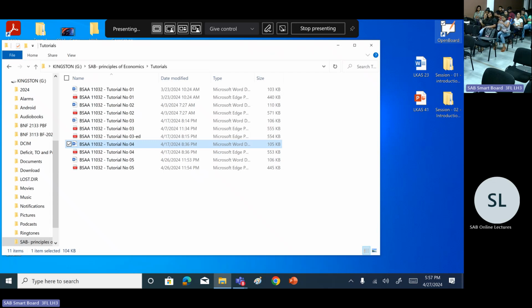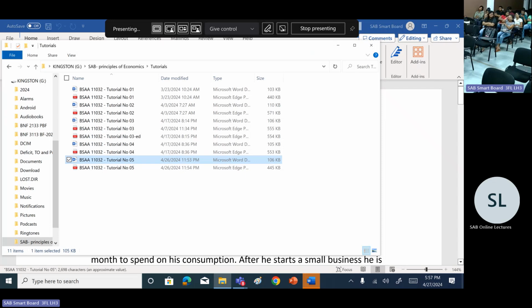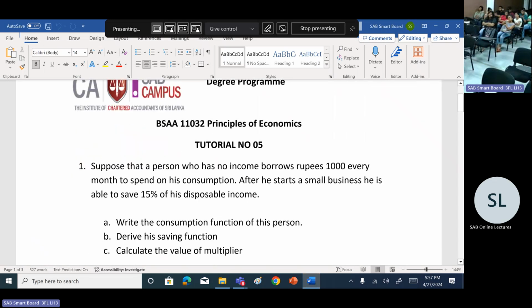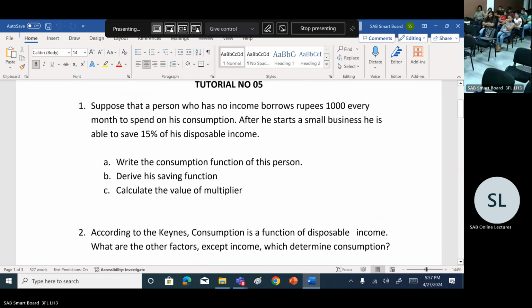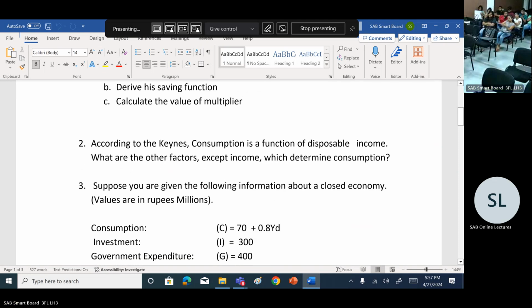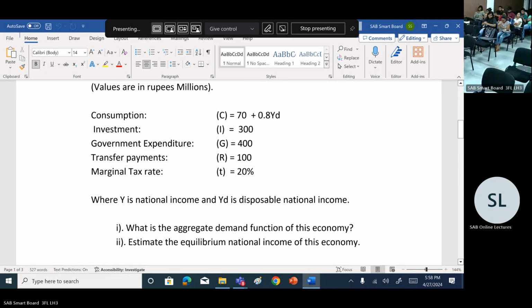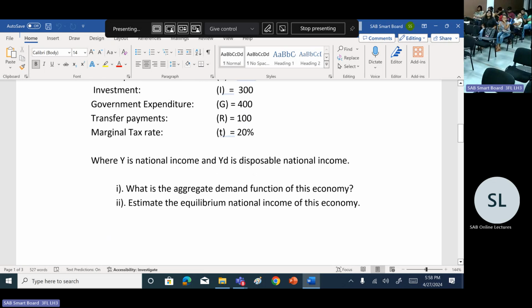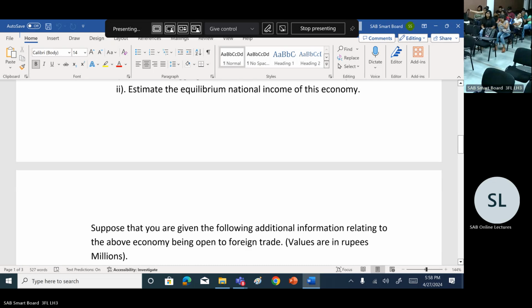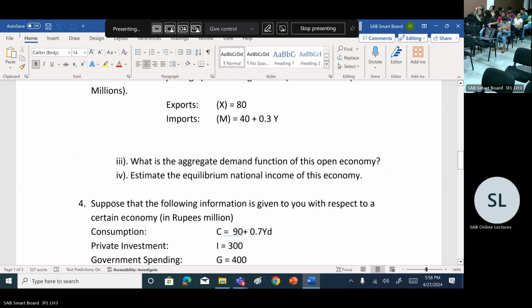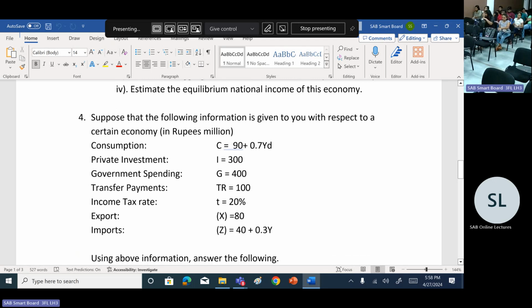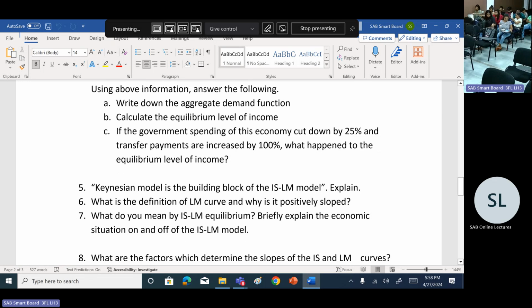The last one that we had is this one, with the IS-LM and something. They are given this equation, the national income calculation, and you will be given a question on that. If there are any questions, you can call me.